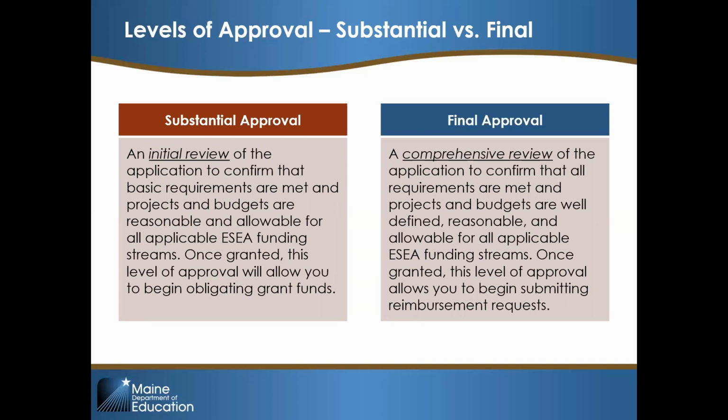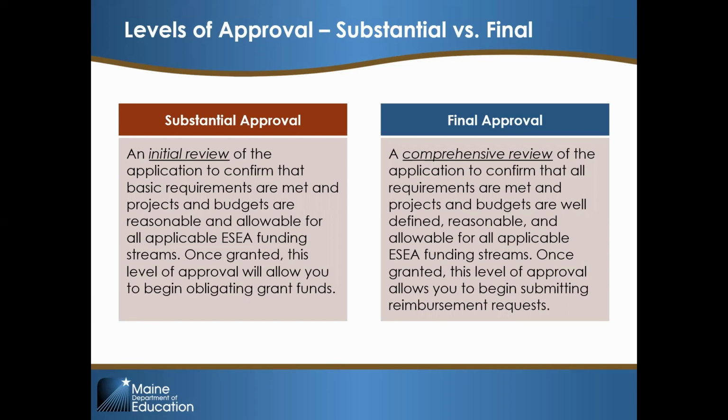The second level of approval, known as final approval, requires a more thorough and comprehensive review of the submitted application by the department. As part of this review, all grant requirements must be met with well-defined projects, budgets, and proposed outcomes. Final approval constitutes the point in time where a school district may begin seeking payments for various grant programs and approved expenditures.